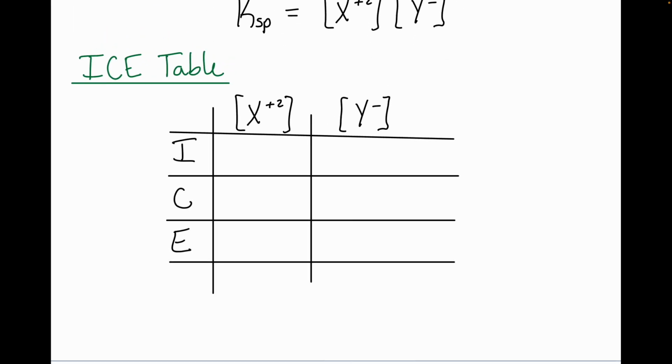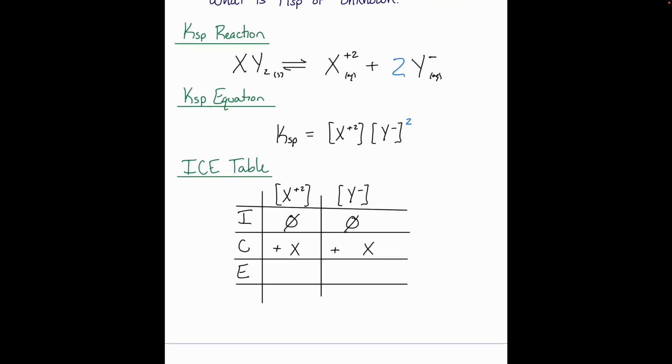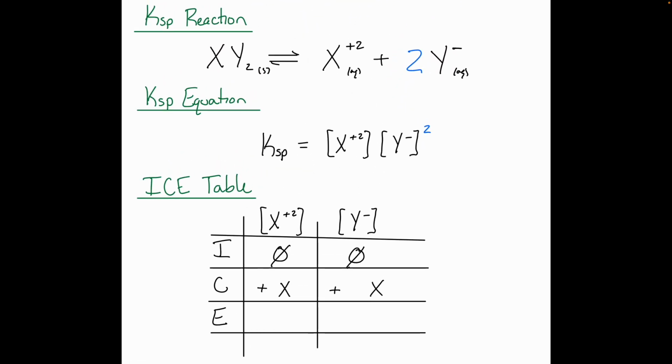All right, filling this in here. We don't have any at first. Of course, our change box has this x in there. We know we're going to increase because these are our products. And what am I missing from that change box? That coefficient of 2.